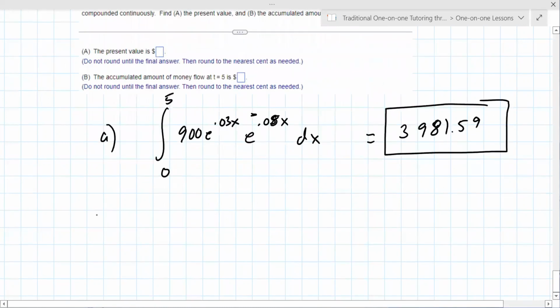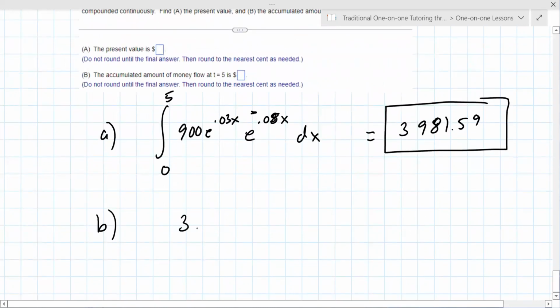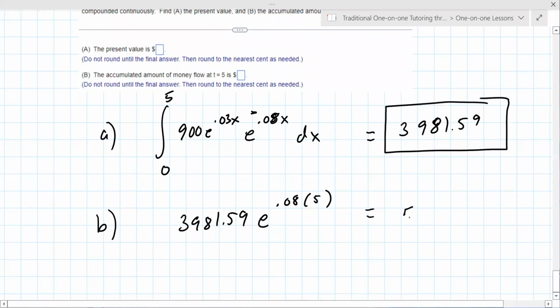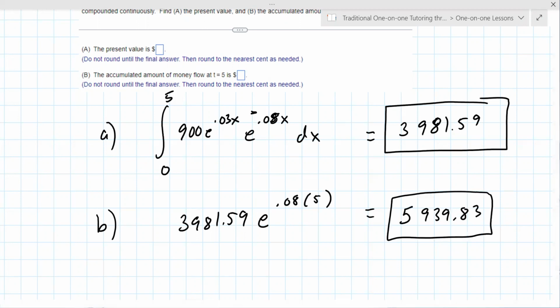And then for part B, you take that number you just found, 3,981.59, and multiply it by 0.08 times 5 years. That gives you what it's grown to, $5,939.83. We'll need this again for the final, so it'll be good to have that.